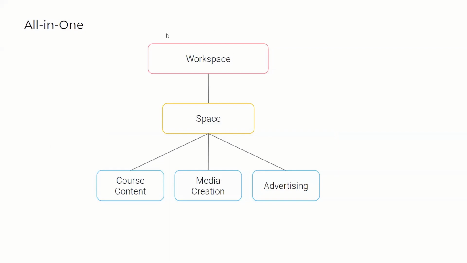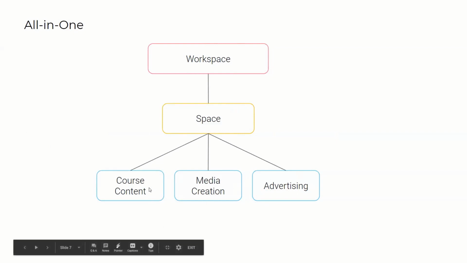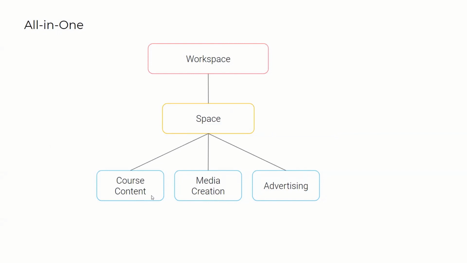So what we're going to do today is have one workspace, obviously. I'm going to create a single space, and then within that, I'm going to have 3 lists. One for course content, one for media creation, and one for advertising. Now, if you did have multiple courses, you'd probably have multiple lists. But for now, we're going to go with this, and you expand it out only as you need to. So as things grow or you end up with multiple courses, you might want to create extra lists. Okay, so let's jump into ClickUp.